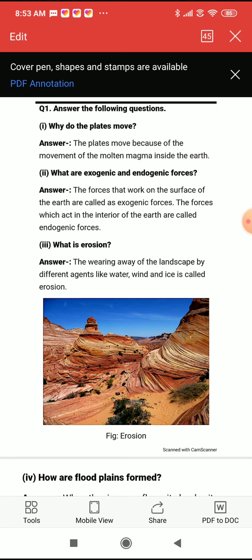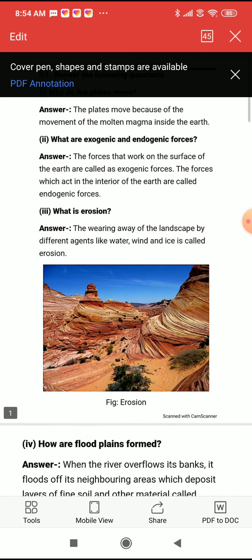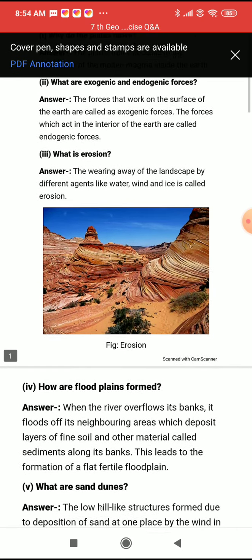Right? Next question is, what do you mean by erosion, or what is erosion? Okay, at page number 15 we have done this question also. So, the wearing away of the landscape by different ways like water, wind, ice is known as erosion. Okay, so you can see that one picture is also given here.